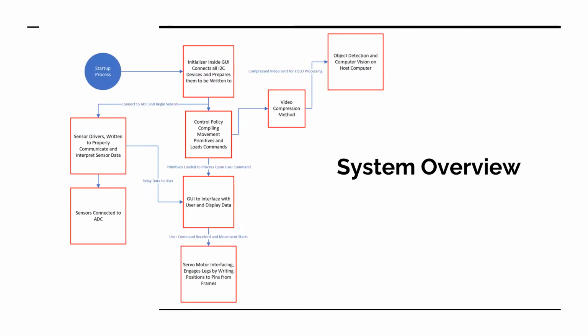Here's a block diagram containing all of our subsystems. We have subsystems consisting of vision, compression of video and transfer to a host computer, I2C communication with peripherals and hardware, a primitive compiler that uses a scripting language to write to servos, and a GUI that allows the user to easily interact with and gain information from the robot. And we have the sensor drivers, and a module board that allows users to add and remove different modules depending on the situation.